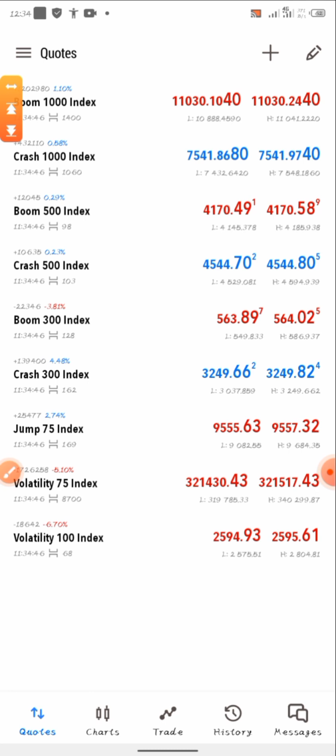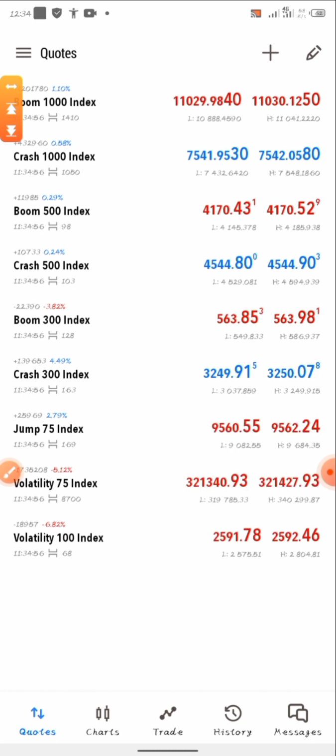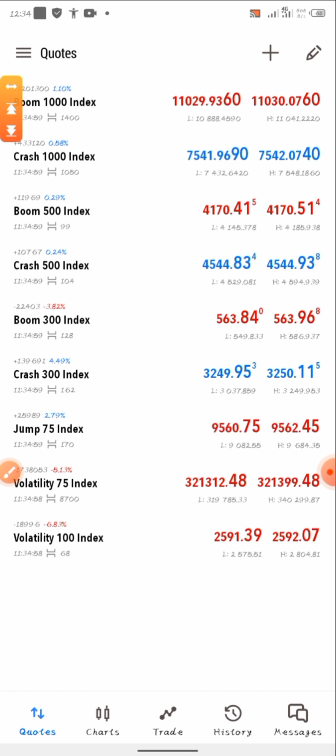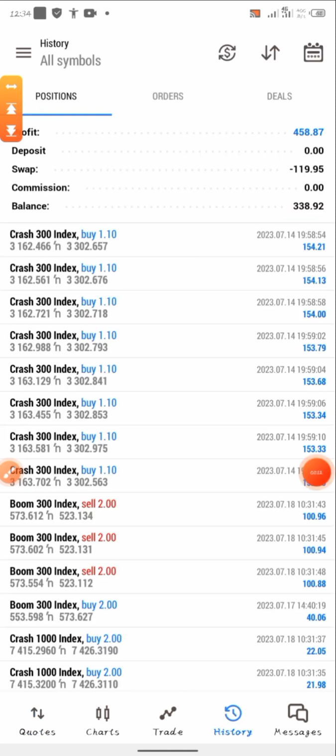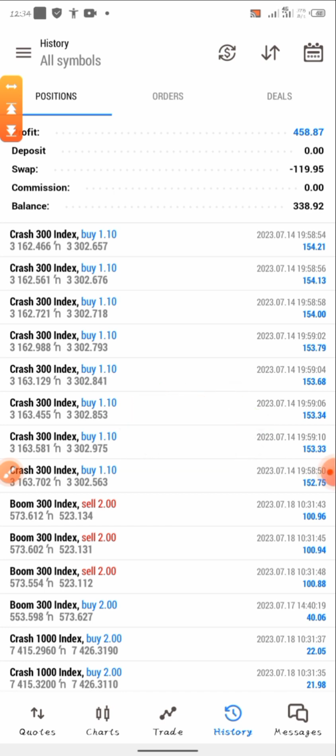Now, let me show you the trades I took with this strategy. When I was backtesting this strategy, these are the trades I took, and I'm going to show you. This is the trade that I took with this strategy. As you can see, I made $450 plus with this strategy. This shows that this strategy really works, and it's an effective strategy.